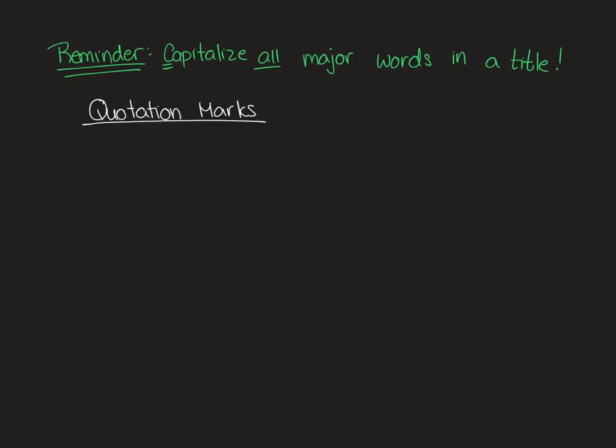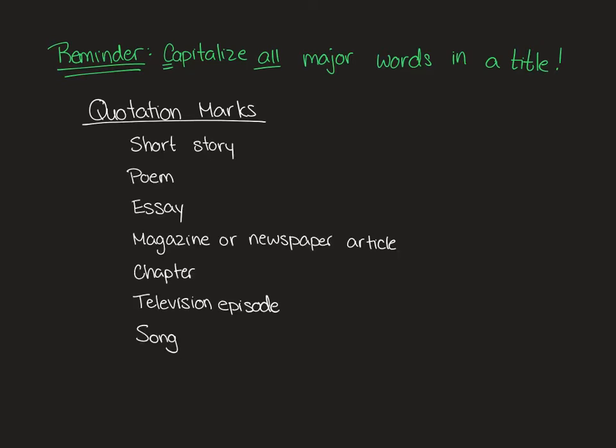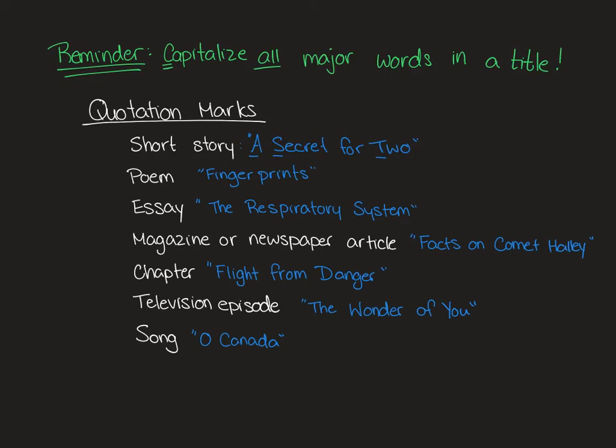Quotation marks are used for short stories, poems, essays, magazine or newspaper articles, chapters, television episodes, and songs. So I'll give you an example of each one. So for the short story, you could have "A Secret for Two." Notice that the first word is capitalized, Secret is capitalized, and Two is capitalized. For is the only word in here that is not capitalized. If you look at this list, there's very few words that aren't capitalized.